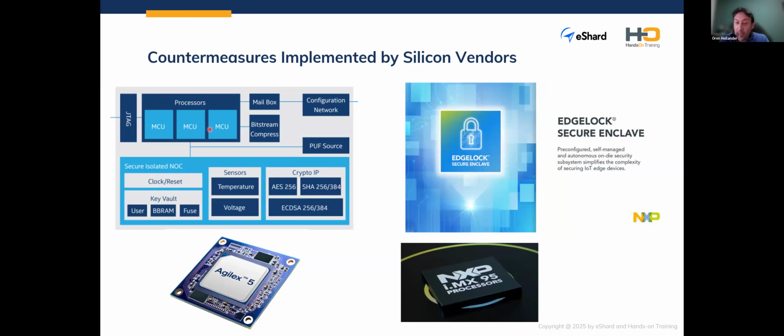It also has an interesting feature called internal scrubbing, which constantly scans the configuration memory for bit flips caused either by electromagnetic fault injection or natural radiation. For example, if it goes to space, like satellites and things like that. This is just an example. So that means the silicon vendors do things inside the devices to make them more robust against fault injection.